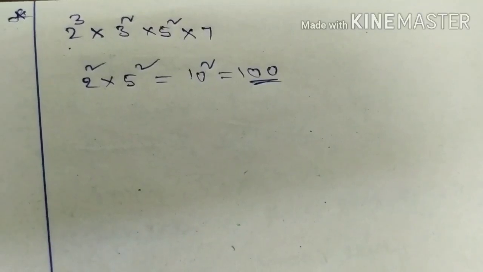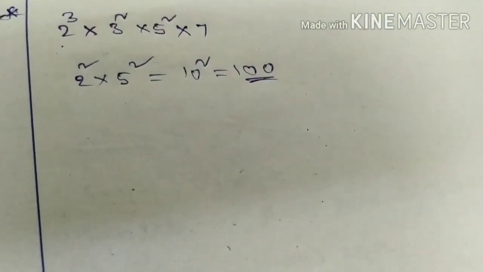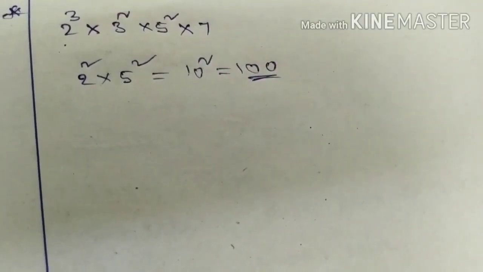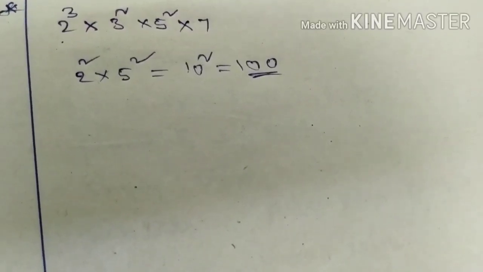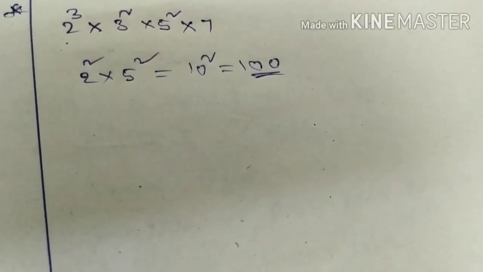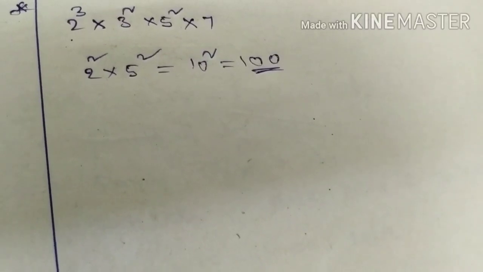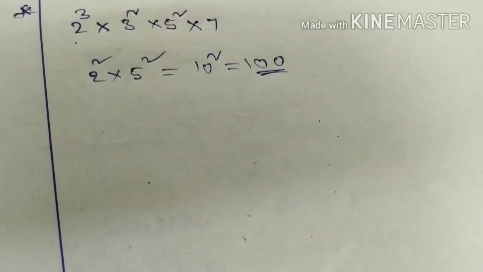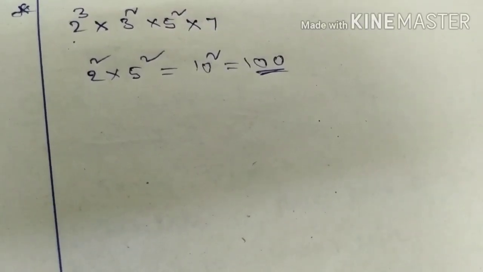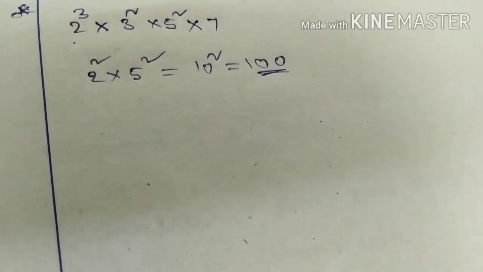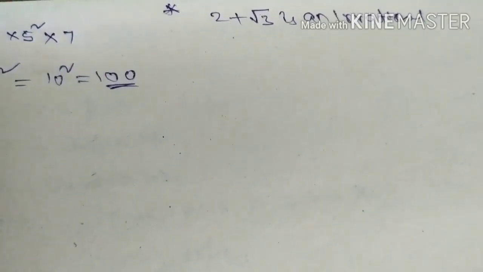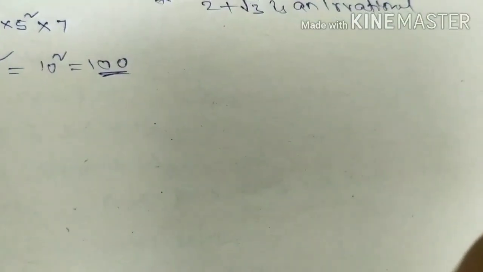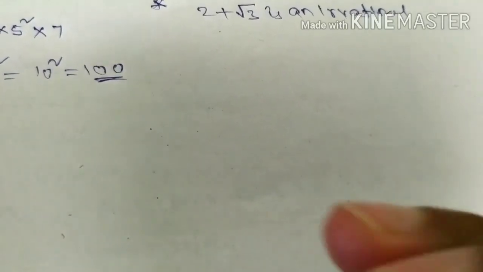It depends on 2 and 5. What is the common and greatest exponent for 2 and 5? That exponent is equal to the number of consecutive zeros. Here 2 is the common exponent for 2 and 5, so 2 zeros. If 3 is the common exponent for both, then 3 zeros. Next, proving that 2 plus root 3 is irrational. This is a 1 mark question.